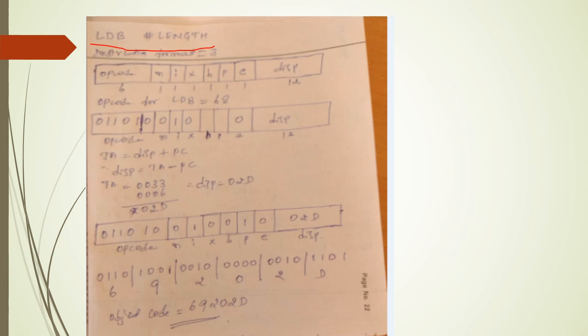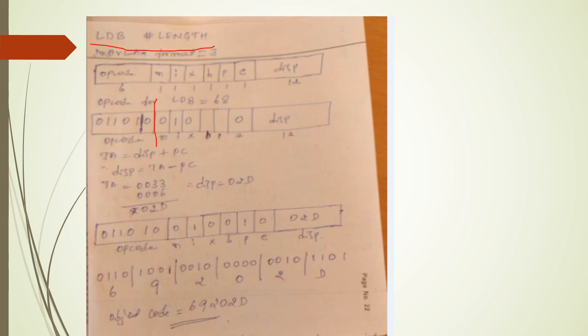The opcode for LDB is 68. These are all hexadecimal values. Don't call it sixty-eight, it is 6, 8. So write the binary representation of 6, which is 0110. Then 8 is 1000. Up to this part it is the opcode.